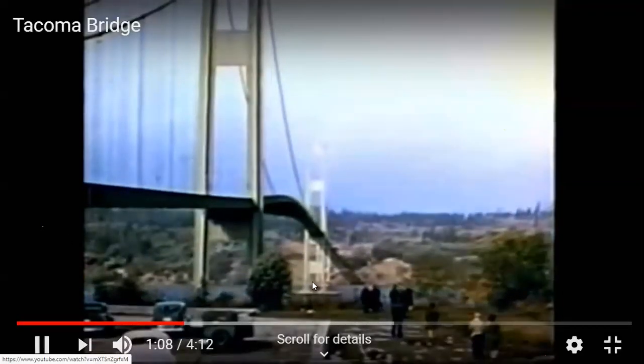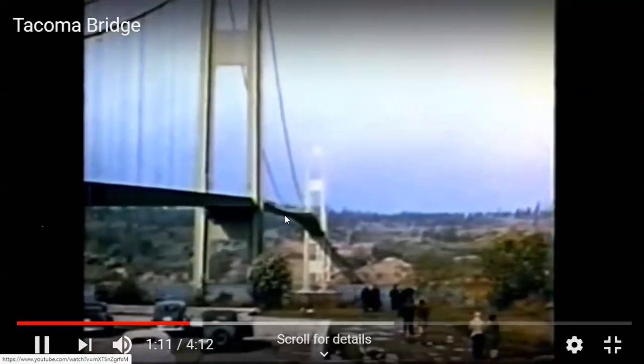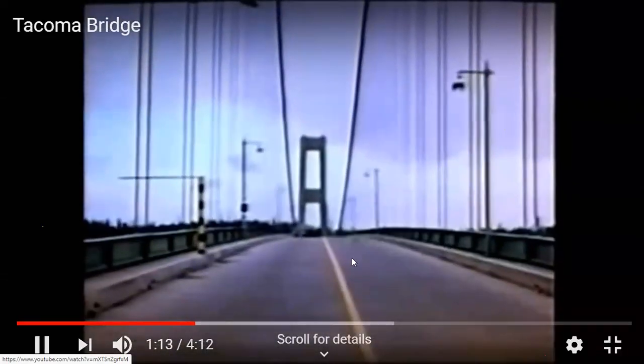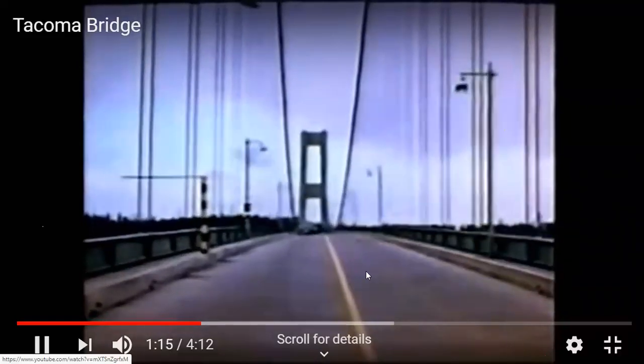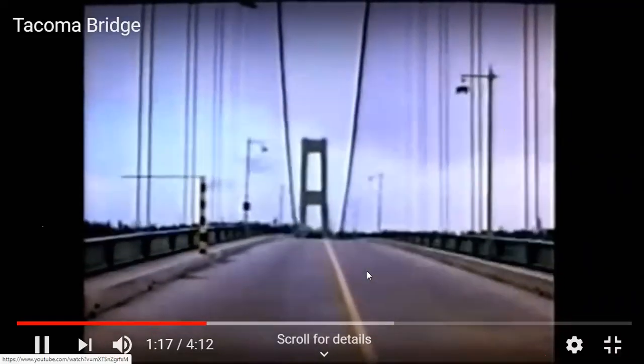On November 7th, you can see the bridge suddenly went into a twisting motion. It was warping. The wind speed was a steady 42 miles per hour. This was enough to keep the bridge oscillating in one of its natural modes of vibration with a period of 5 seconds.